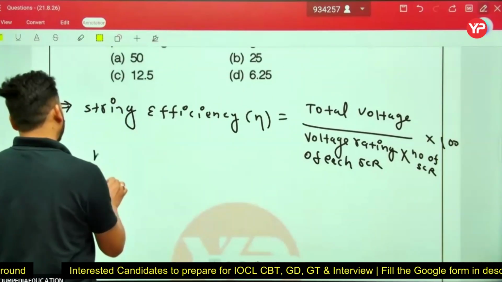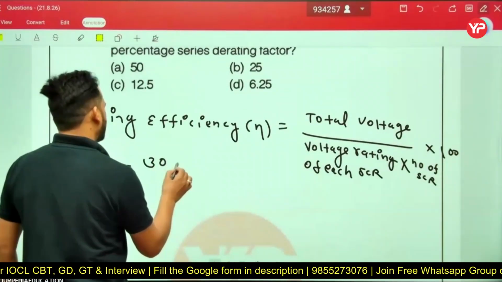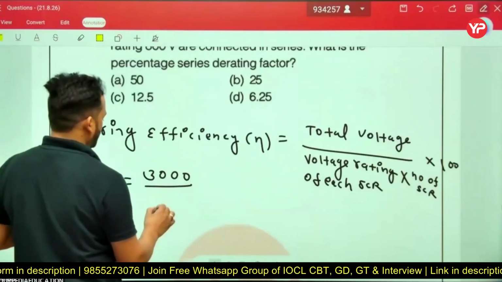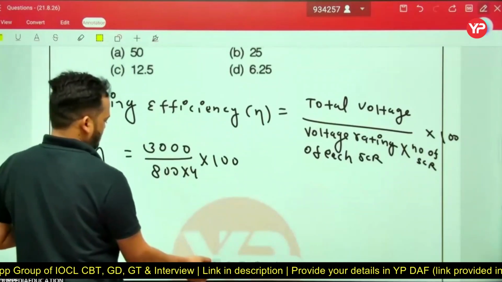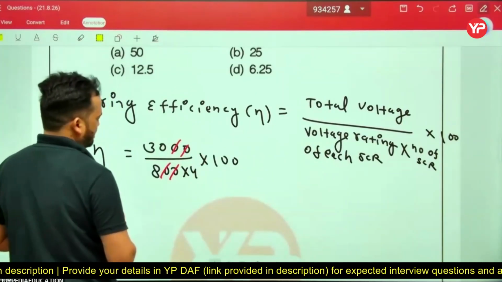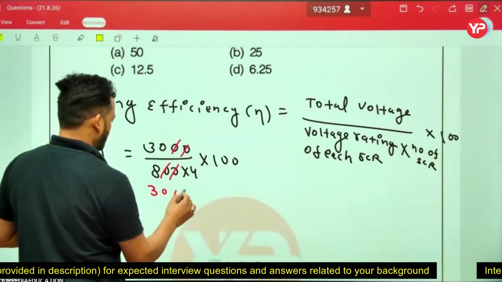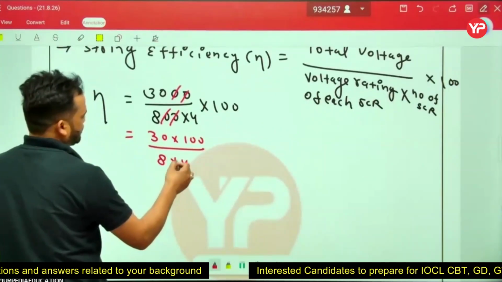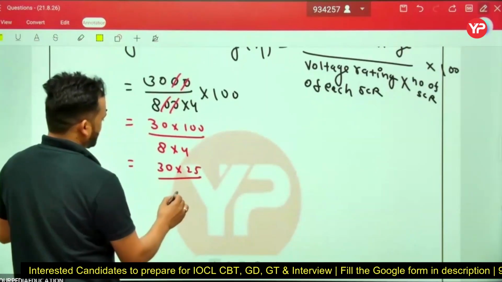See, eta equals voltage across the string, 3 kV, 3 kV means 3000, upon the voltage rating of each unit, 800 volts, and 4 is the number of SCRs, into 100. Now these zeros cancel out. So this is 30 into 100 over 8 into 4. In 400, that is 25. So 30 into 25 divided by 8.